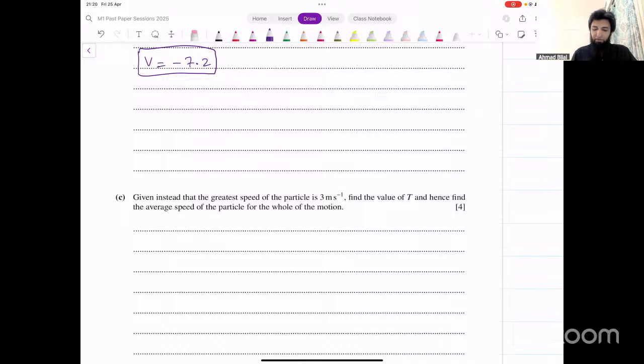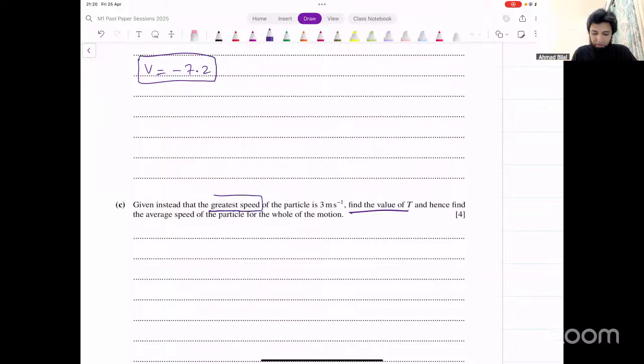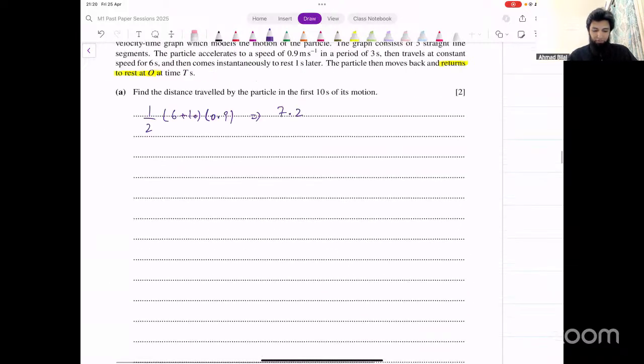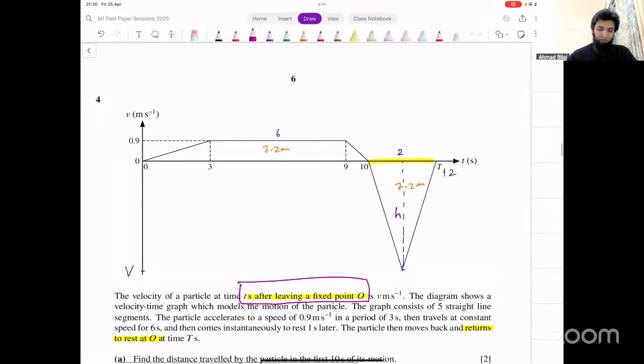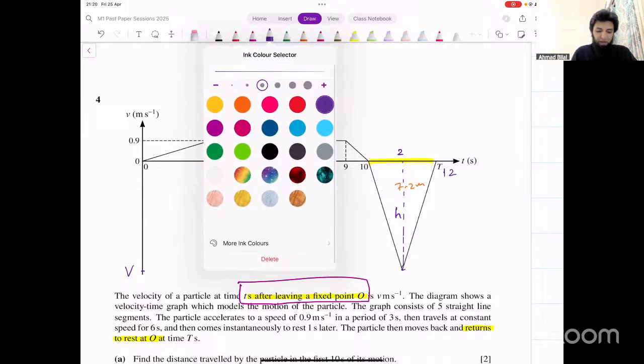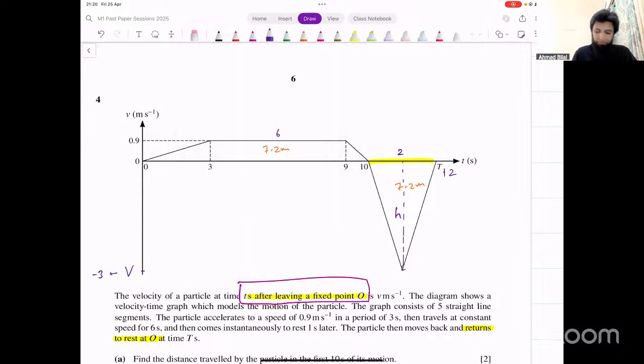Okay, first of all, find the value of t, and they're saying the greatest speed is 3 meters per second. What does that mean? Look at the graph. And on the positive side, you've got 0.9. We don't have 3 there. That means on the negative side, the greatest possible speed is 3. That means the value of v here is going to be negative 3. Okay, so now we know that the height of this triangle is 3 units now.